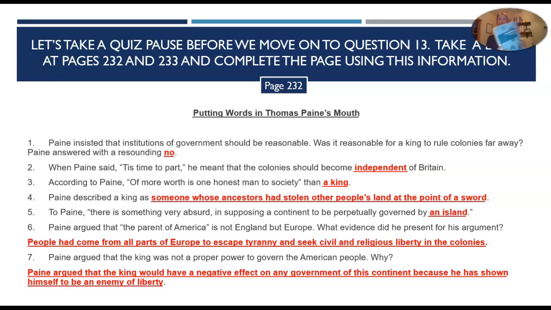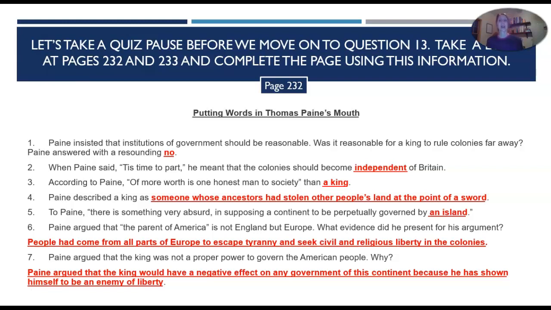All right. So Paine insisted that institutions of government should be reasonable. Was it reasonable for a king to rule colonies far away? Paine answered no, definitely no, with a resounding no. When Paine said, "'Tis time to part," he meant that the colonies should become independent of Britain. According to Paine, of more worth is one honest man to society than a king.